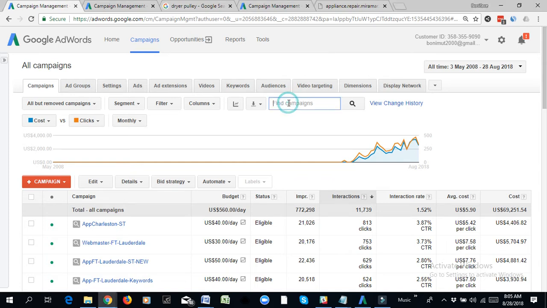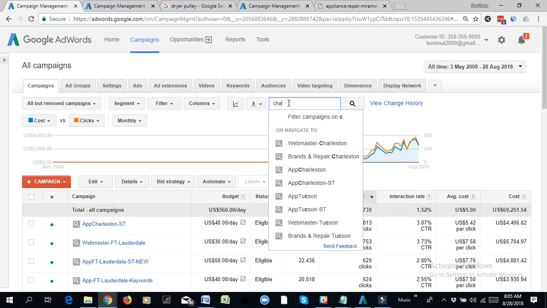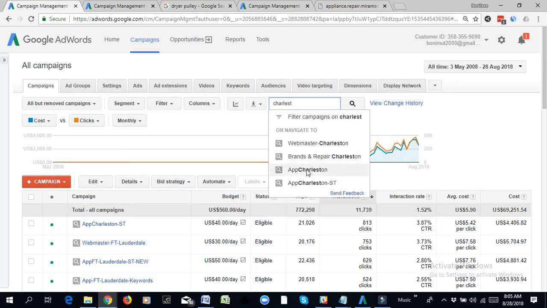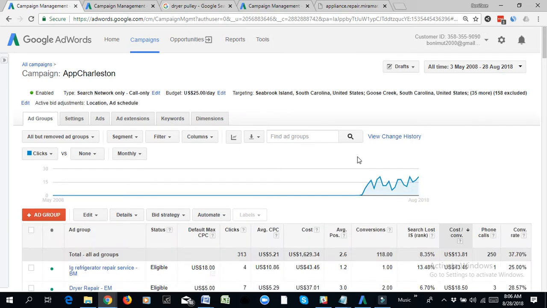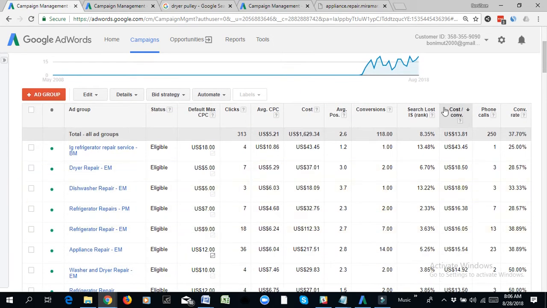So I'm going to do this for one campaign for one of our clients, the Charleston client. So we start from this ad groups tab, and I ensure everything here is sorted by the cost per conversion column, and then I'm going to start looking at the high cost per conversion to see if they make sense.